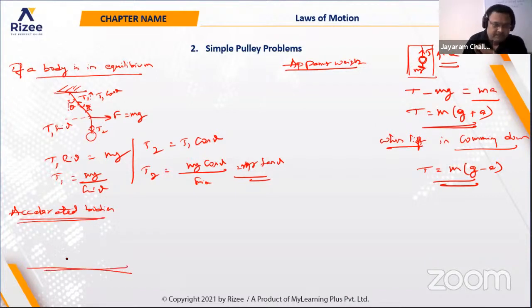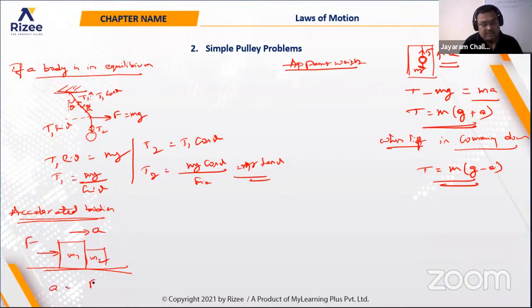If the bodies are placed on a level surface like this, and I'm applying a force on them, let one be m1 and another be m2. They move with the force in this direction, and acceleration is in this direction. So for the system, the acceleration of the body is equal to the force applied divided by m1 plus m2, that is a = F/(m1 + m2). This is the net acceleration of the system.